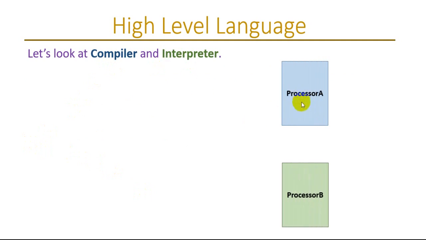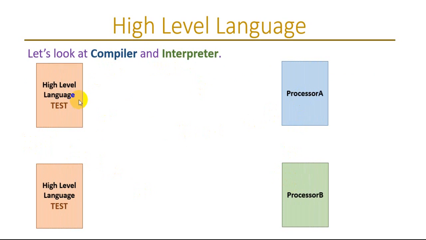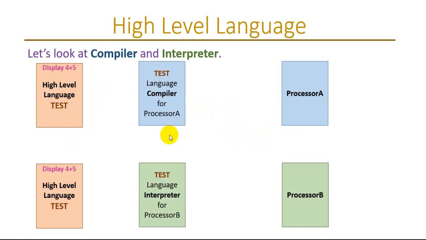Now let's say processor A is there, processor B is there, and this high-level language text is there. As you know, processor A won't understand the high-level language text. Processor B also won't understand, because these are not machine language. So it can't go directly. We need a translator, right? Now I want to show the two different types of translations, compiler translation and interpreter translation. So here I have used the compiler translator, and here I use the interpreter translator, to show how those two work, okay?